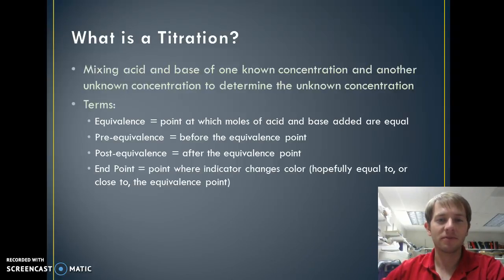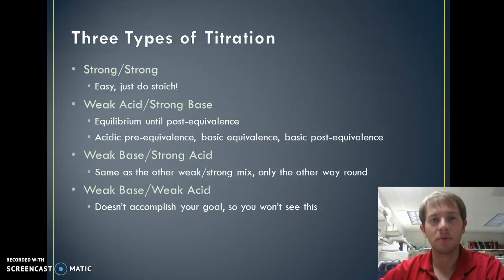Pre-equivalence is any point before the equivalence point. Post-equivalence is any point after the equivalence point. The endpoint is one other term, and this is when your indicator changes color, which a lot of times you're hoping is going to be equal to or close to your equivalence point. Unless you're not trying to find the equivalence point, then you might have it change color at a different point.